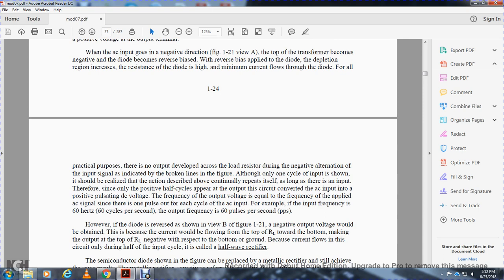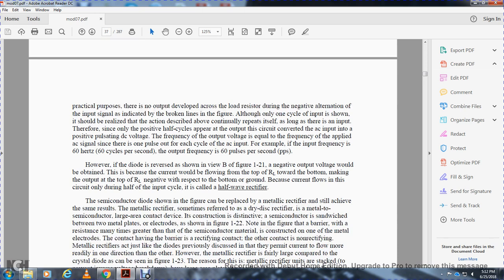The input signal is indicated with the broken line in the figure. Although only one cycle of the input is shown, the action described above continually repeats itself along with the input. Therefore, only the positive half cycle of the signal appears at the output of the circuit, converting the AC input into a positive pulsating DC voltage. The output voltage frequency is equal to the frequency of the applied AC signal. Since there is one pulse for each cycle of the AC input, for example, if the input frequency is 60 Hz, the output is 60 pulses per second.